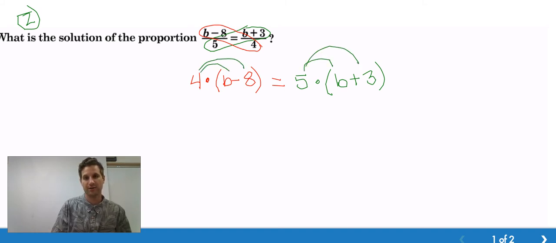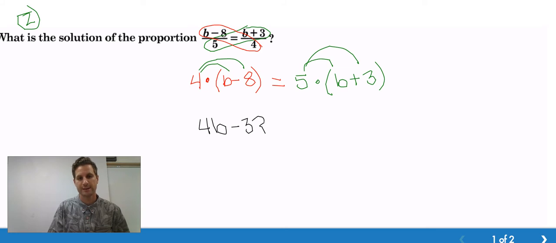Okay? So let's go ahead and do that. 4 times b is 4b. 4 times 8 is going to give me a negative 32. I'm just going to double check that, as I wrote it incorrectly. Look at that. How embarrassing of me. Yep, 32. Okay, is it okay to check your answer? Yes. In fact, we want to make sure we check our answer. Okay? Equals 5 times b is 5b. 5 times 3 is 15.